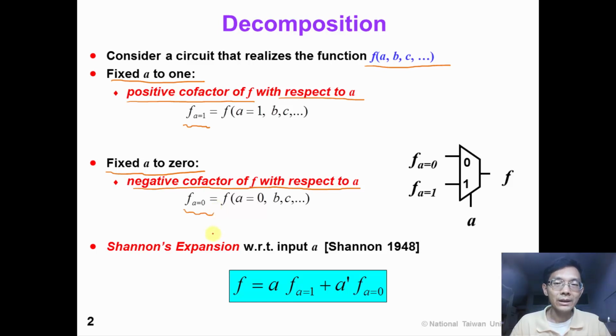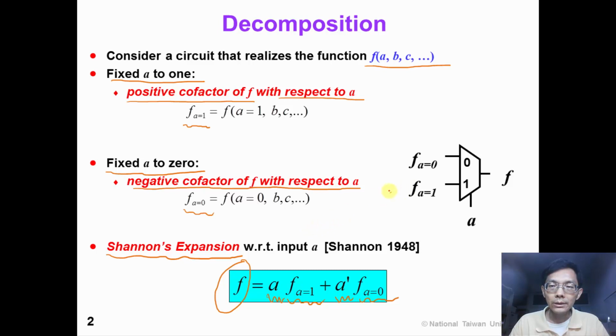As early as 1948, Dr. Shannon proposed the famous Shannon expansion. A function f can be written as an expansion with respect to input a, which is a times the positive cofactor plus a prime times the negative cofactor. We can use a mux to illustrate this concept.